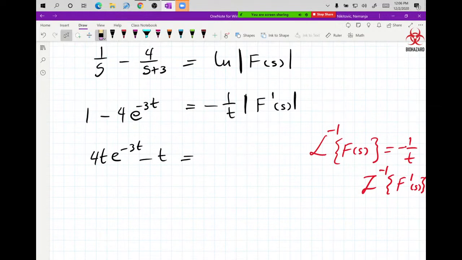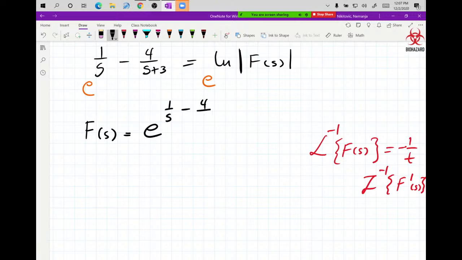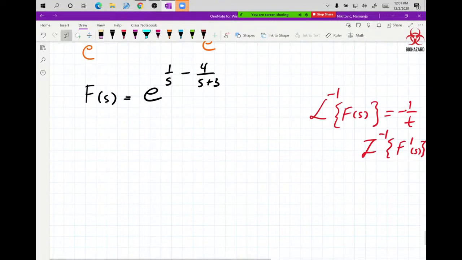Oh. Okay. Hold on. Hold your horses. Yeah, good luck with this. So e both sides, and f of S is equal to e to the 1 over S minus 4 over S plus 3. There we go. That's the one.